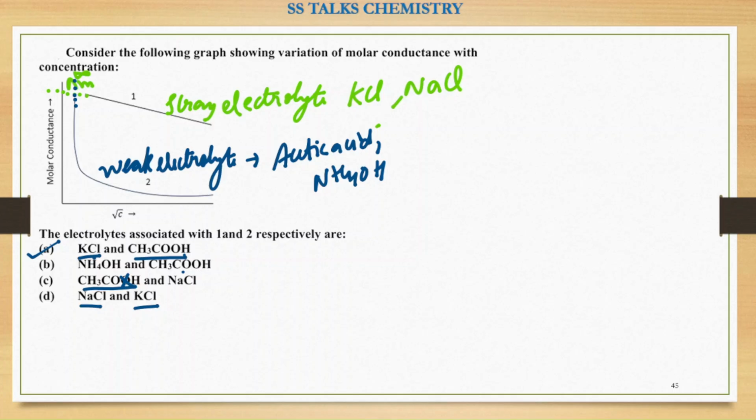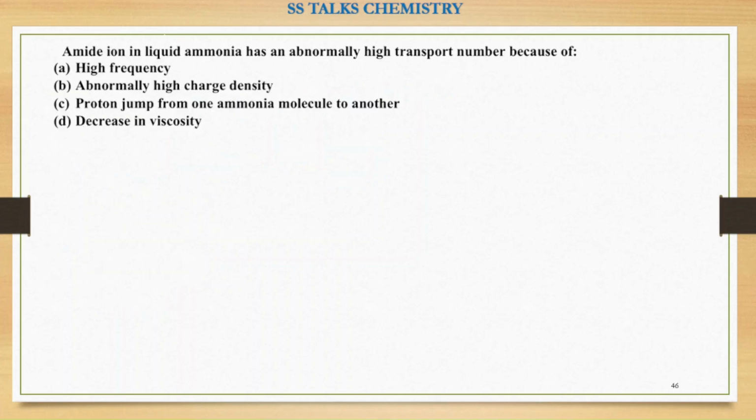Okay, moving on to the next one. In this question, amide ions in liquid ammonia have an abnormally high transport number. Why is it so?